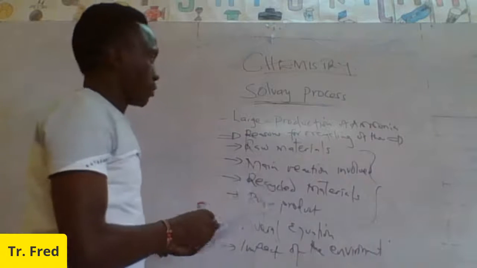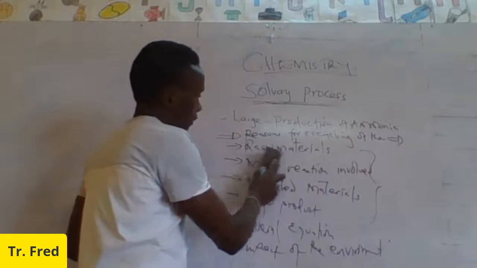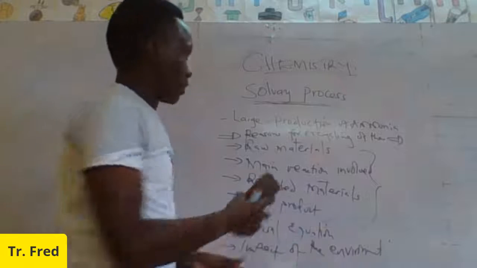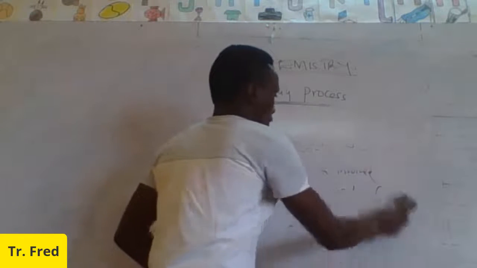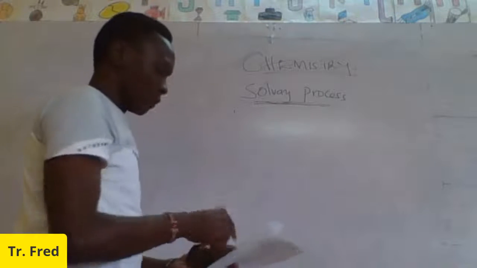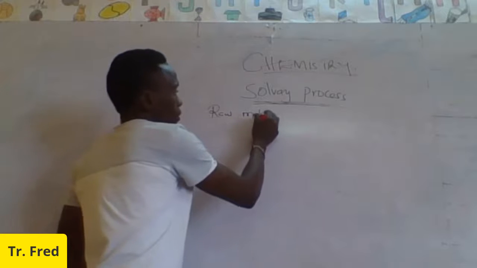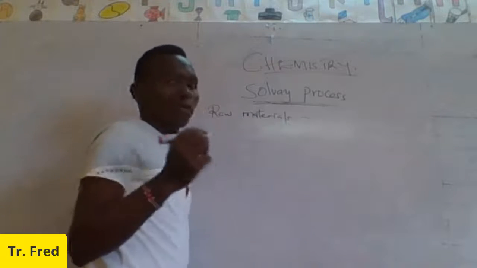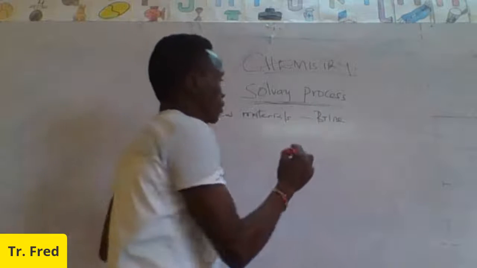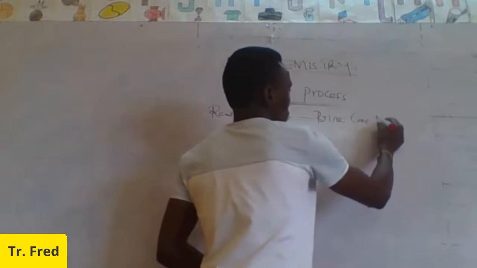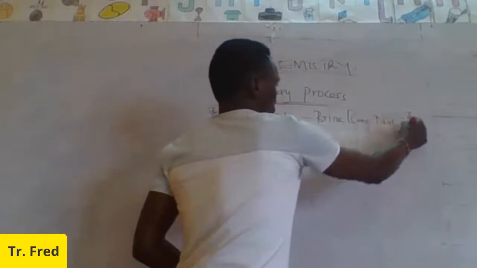Now, we can go straight to the production of the ammonia itself, and we are going to look at the first thing we have seen, that is the raw materials. What are the raw materials in the Solvay process? One is what we call brine, and brine is simply concentrated sodium chloride.